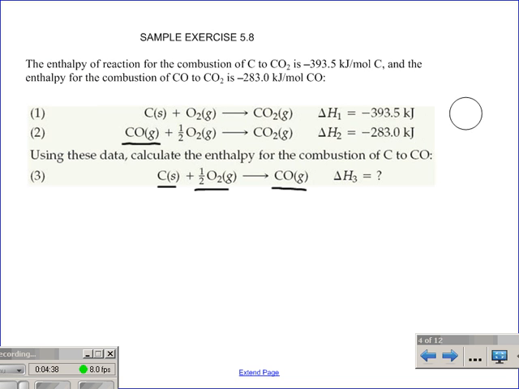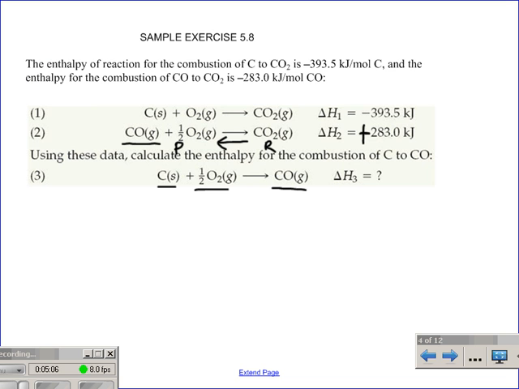However, the carbon dioxide is not on the correct side of the equation. So what we're going to have to do to this is reverse this equation. So these now become the reactants, and these now become the products. And since we reverse this equation, whatever we do to the equation, we have to do to the delta H. So I'm going to change this delta H from a negative to a positive.